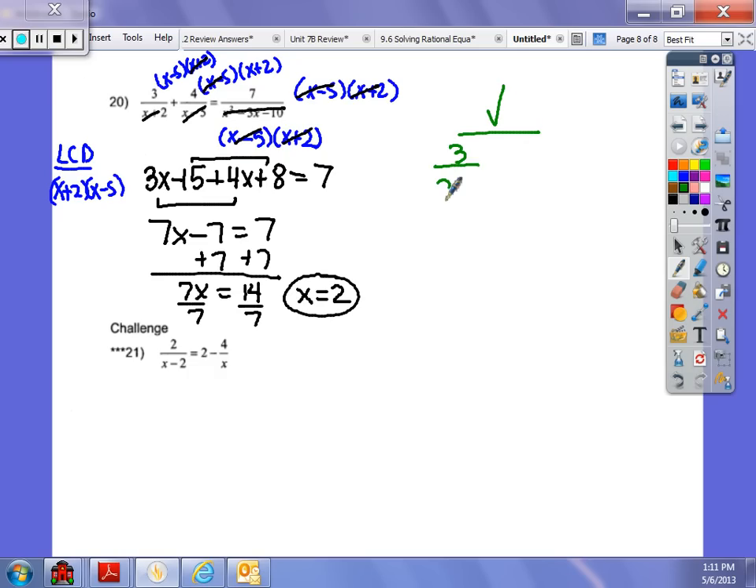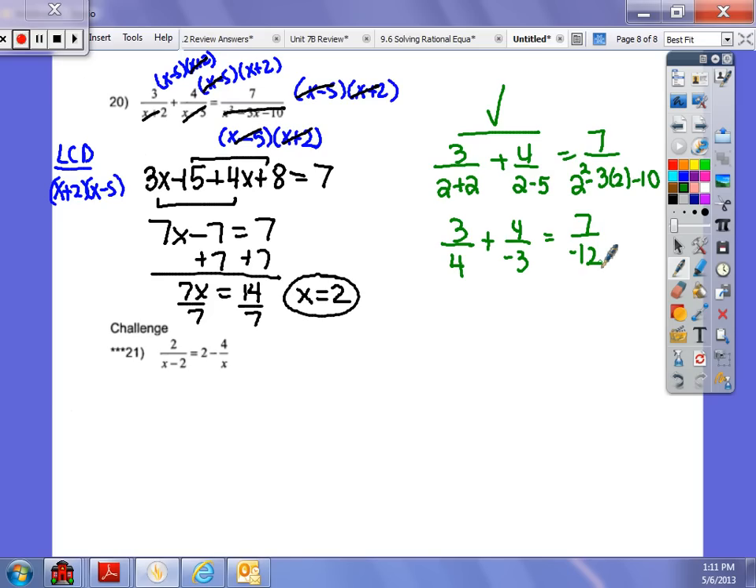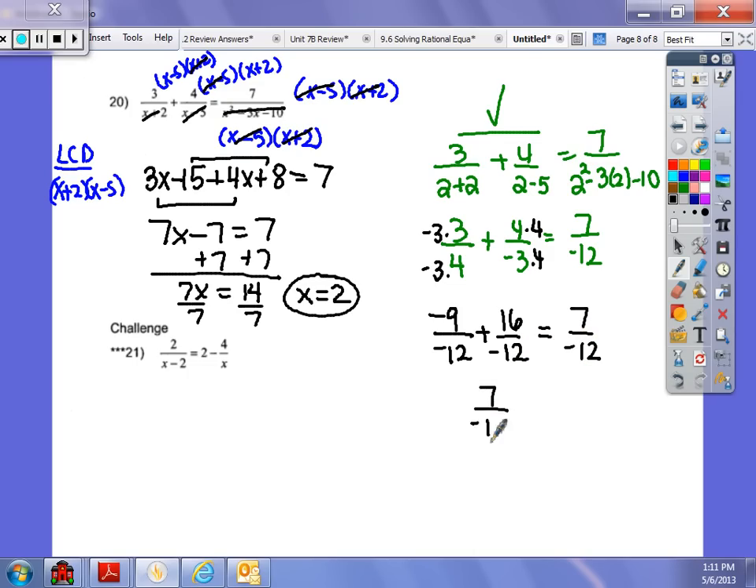So you have to do 3 over 2 plus 2 plus 4 over 2 minus 5 equals 7 over 2 squared minus 3 times 2 minus 10. So I got 3/4 plus 4 over negative 3 equals 7 over negative 12. Okay, put this in your calculator or use your common denominator kind of thing. I'm going to do common denominators because I'm a math teacher. So I multiply that by 4, multiply that by negative 3, and I have negative 9 over negative 12 plus 16 over negative 12. Hopefully will be equal to 7 over negative 12, and it is.